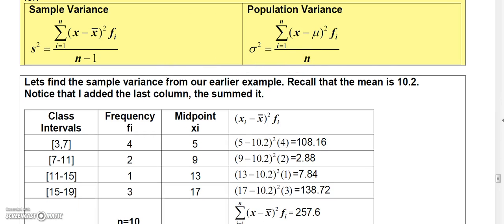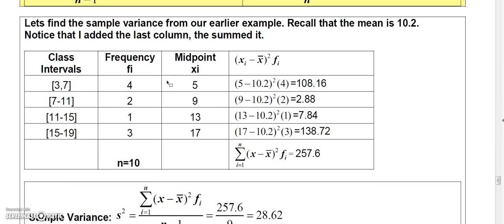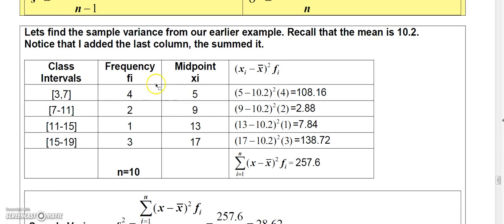So let's do that simple example we did earlier from up there, where we had just these 4 class intervals. And so here we know the frequencies were given to be 4 here, 2 here, 1 here, and 3 here. And we knew these were the midpoints, 5, 9, 13, and 17. And now, what I need to do is take the difference between 5 and the mean, 10.2, and square it, then multiply it by the frequency.